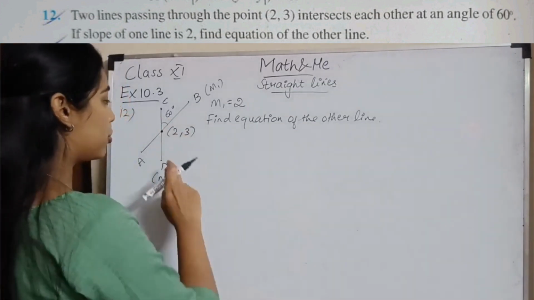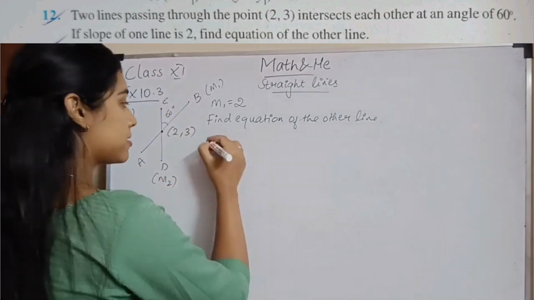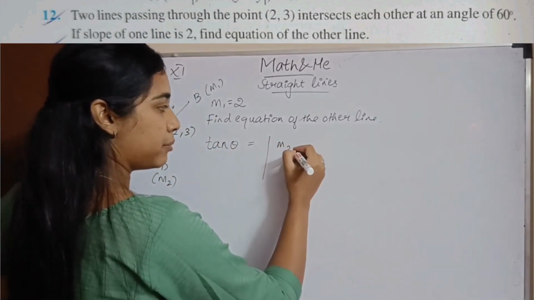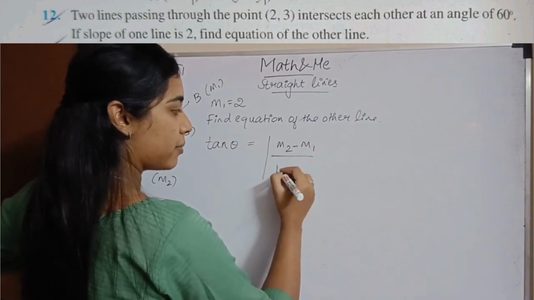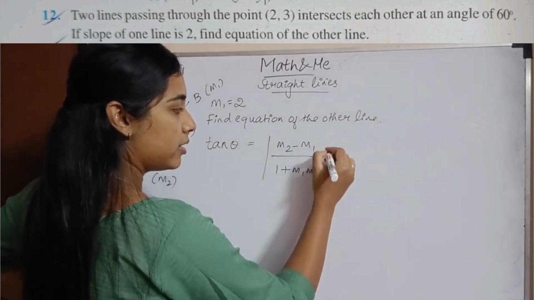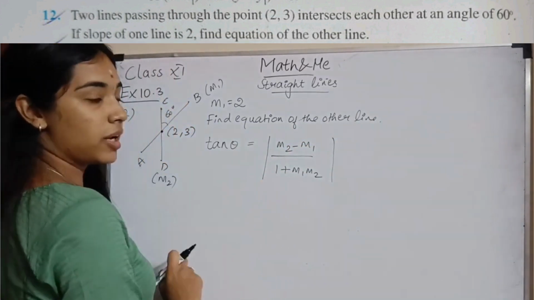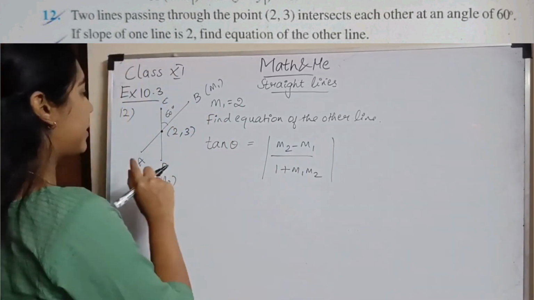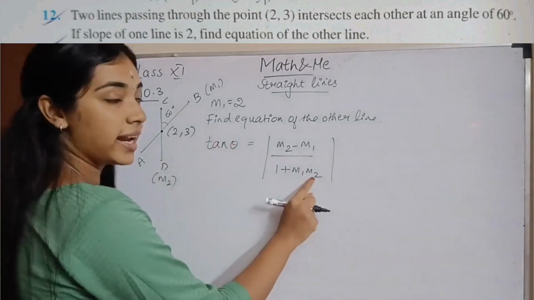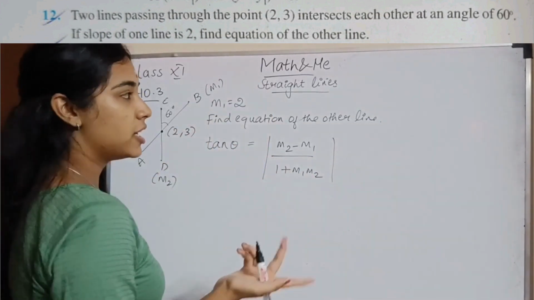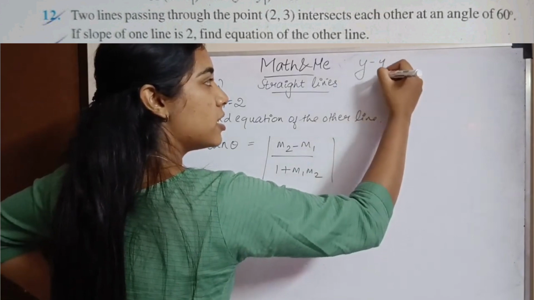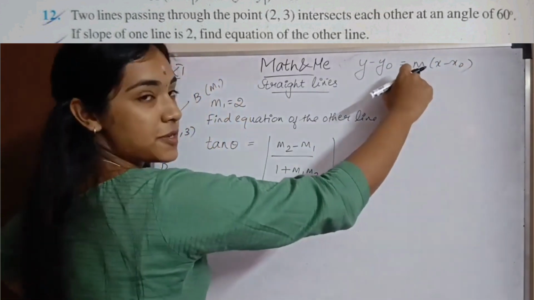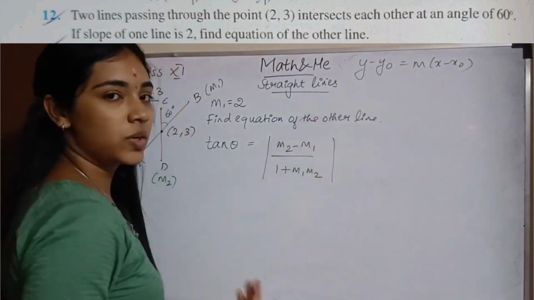So what formula do you know? Angle made by two lines, tan theta equals m2 minus m1 divided by 1 plus m1 m2. So using this formula, you can find what m2 is. After you find m2, you can use this point and m2 to find the equation of the line using the one point slope form. What is it? y minus y naught equals m times x minus x naught. Substitute the slope and the point, and we'll get the equation.